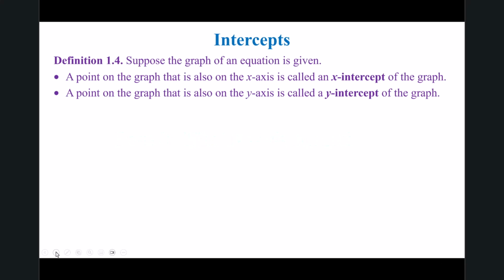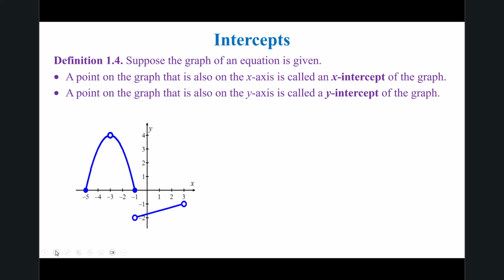Part 2, the toolkit functions. Intercepts. Suppose the graph of an equation is given. A point on the graph that is also on the x-axis is called the x-intercept of the graph, and a point on the graph that is also on the y-axis is called a y-intercept of the graph.